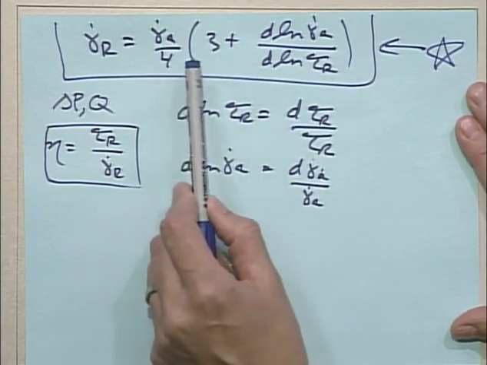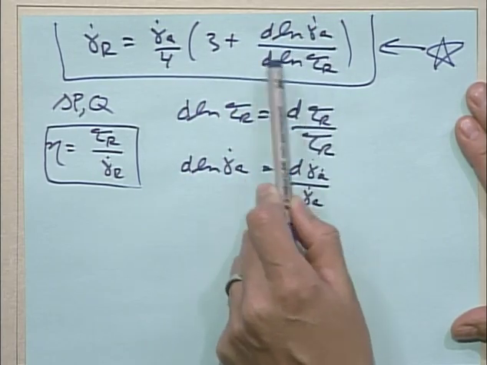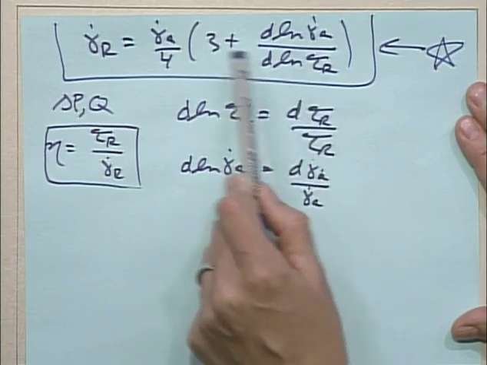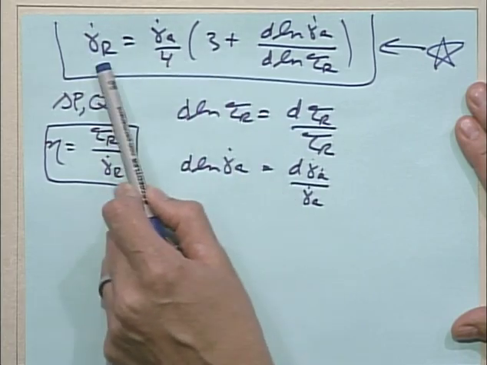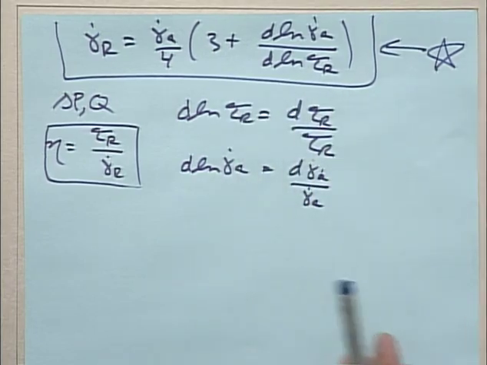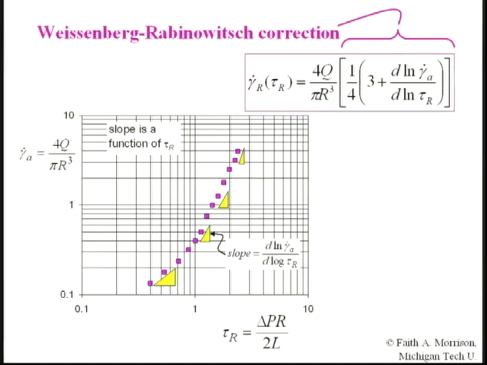by this expression. So look what we have here. This ratio, d natural log gamma dot A over d natural log tau R, is equal to 1 for a Newtonian fluid. So 1 plus 3 is 4, 4 over 4 is 1, and you get that the shear rate is equal to the apparent shear rate. When it's not equal to 1, you get the correction for the non-parabolic velocity profile. So this correction is going to give us the value of the shear rate very close to the wall when we have a non-Newtonian fluid. Here it is written on the slide. Here's the apparent shear rate, 4Q over pi R cubed, and the Weissenberg-Rabinowitsch correction.